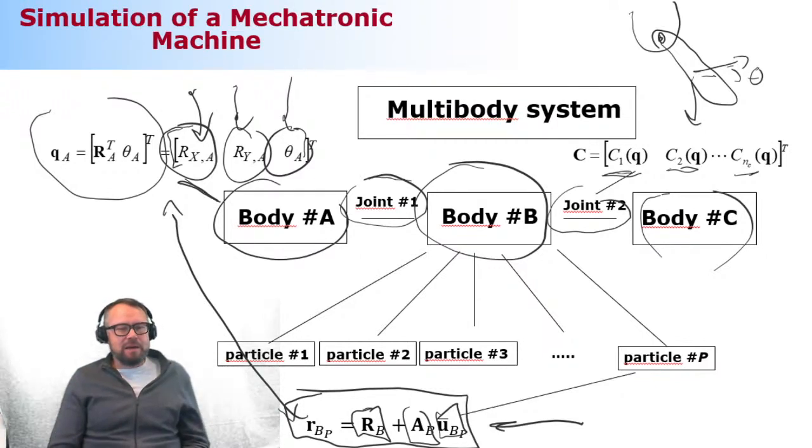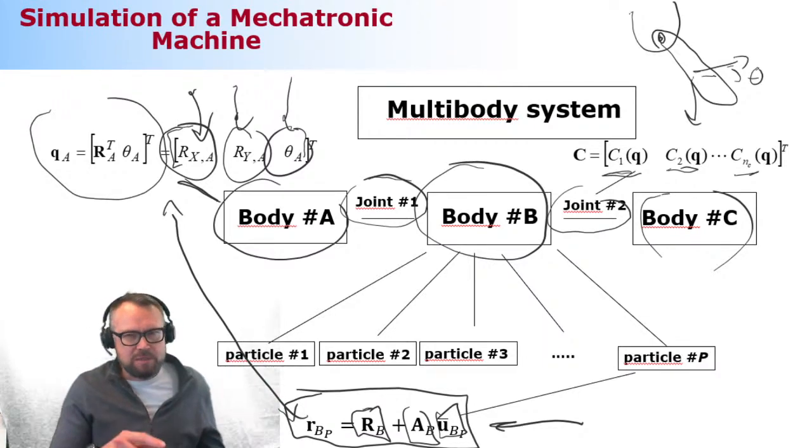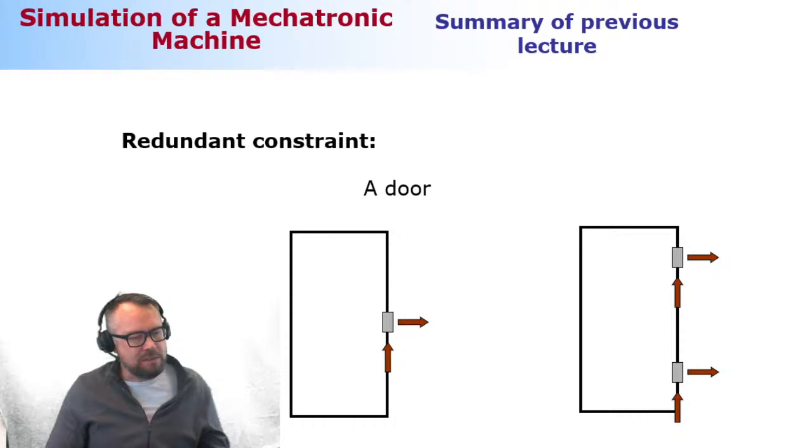Okay, now this is the big picture of multi-body system dynamics. All right, so let me back up a little bit and look at what we discussed last week. Last week we discussed shortly the redundant constraint, meaning that the constraints, joints if you want, are no longer independent from each other, but are eliminating the same motion possibilities. And that's why they become redundant.